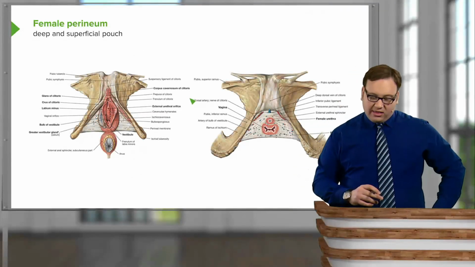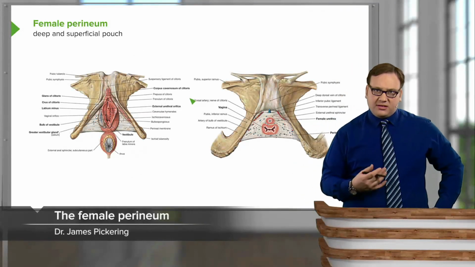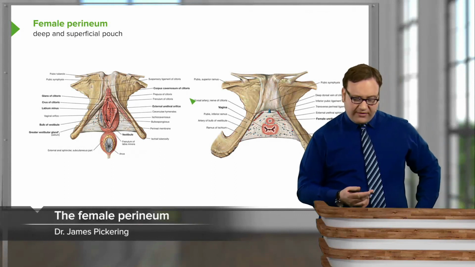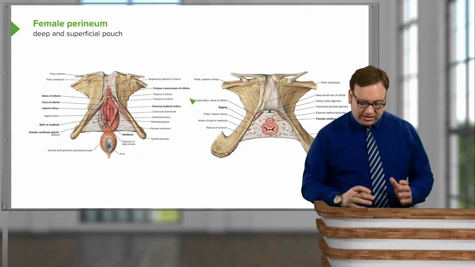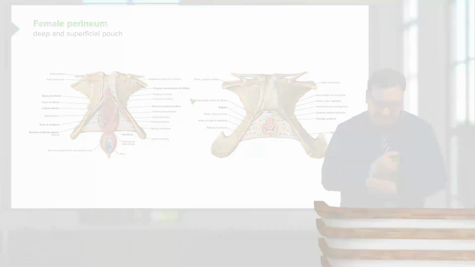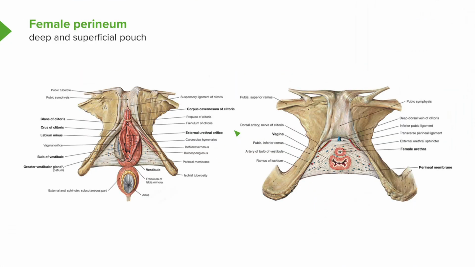So now let's have a look at the female, the deep and superficial pouches within the female. And we can see these on this diagram here. We can see we have the perineal membrane over on this side, we can see it here, and we can see the perineal membrane on this side. If we start with the superficial perineal pouch, this is the superior aspect with pubic symphysis, and we'd have inferior down here. Ischial tuberosities, so we've got the posterior border of the perineal membrane here.